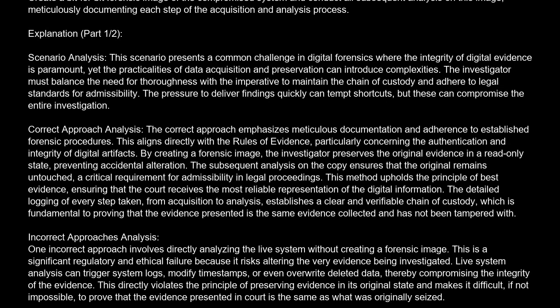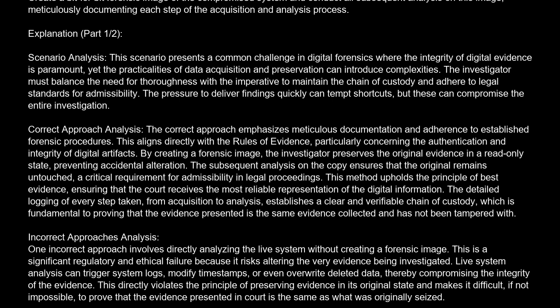Correct answer is D. Create a bit-for-bit forensic image of the compromised system and conduct all subsequent analysis on this image, meticulously documenting each step of the acquisition and analysis process. Explanation. Scenario analysis. This scenario presents a common challenge in digital forensics where the integrity of digital evidence is paramount, yet the practicalities of data acquisition and preservation can introduce complexity.